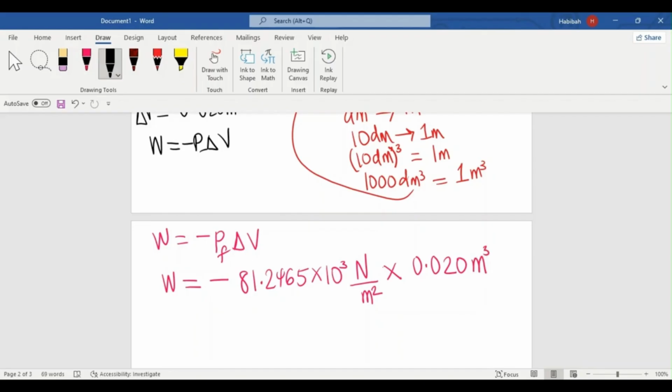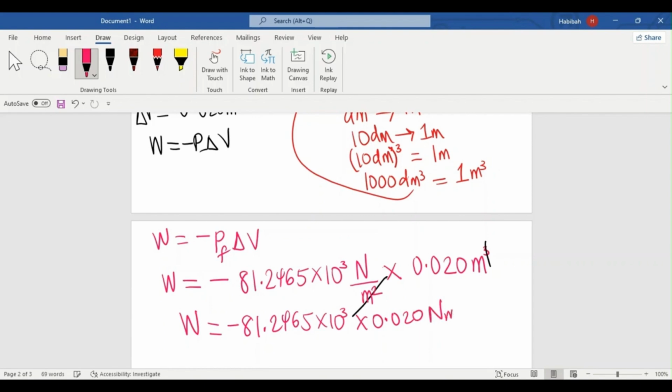So of course we're going to do the math we know how to do best. Meter squared, remove the cubed. So work done W is going to be negative 81.2465 times 10 to the power 3, times 0.020 Newton meter, which is the same thing. Just remember that Newton meter is joules, just like Pascal is the same thing as Newton per meter squared.